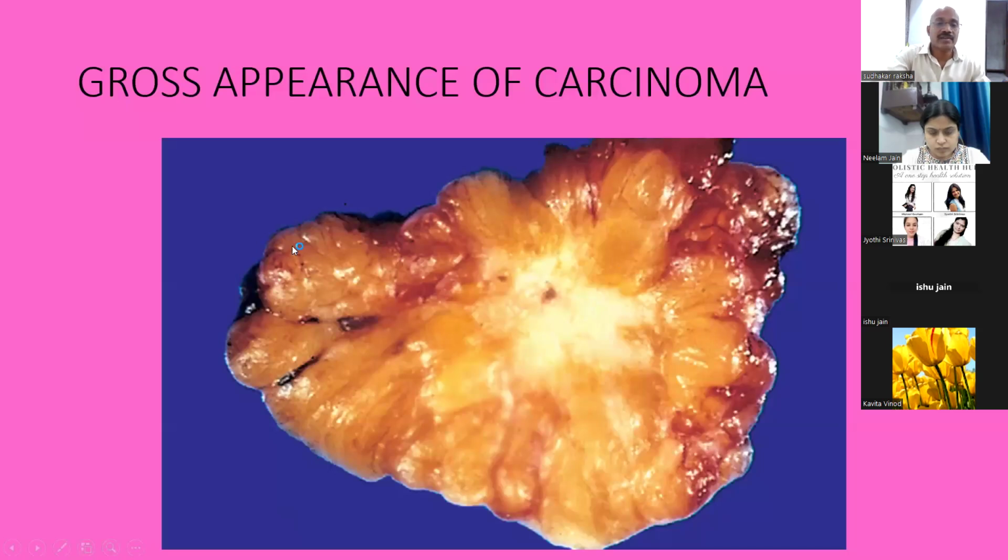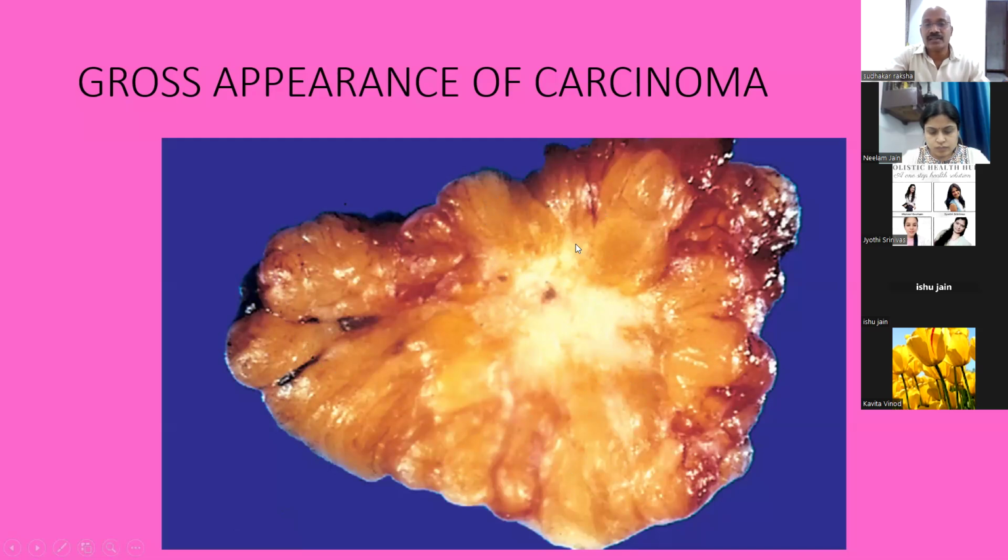So this is what the pathologist will see. We will get the mastectomy specimens. Basically, I'm a pathologist. So here you can see some irregular gray white lesion. This is a lumpectomy specimen. The lumpectomy specimen is showing an irregular gray white area.